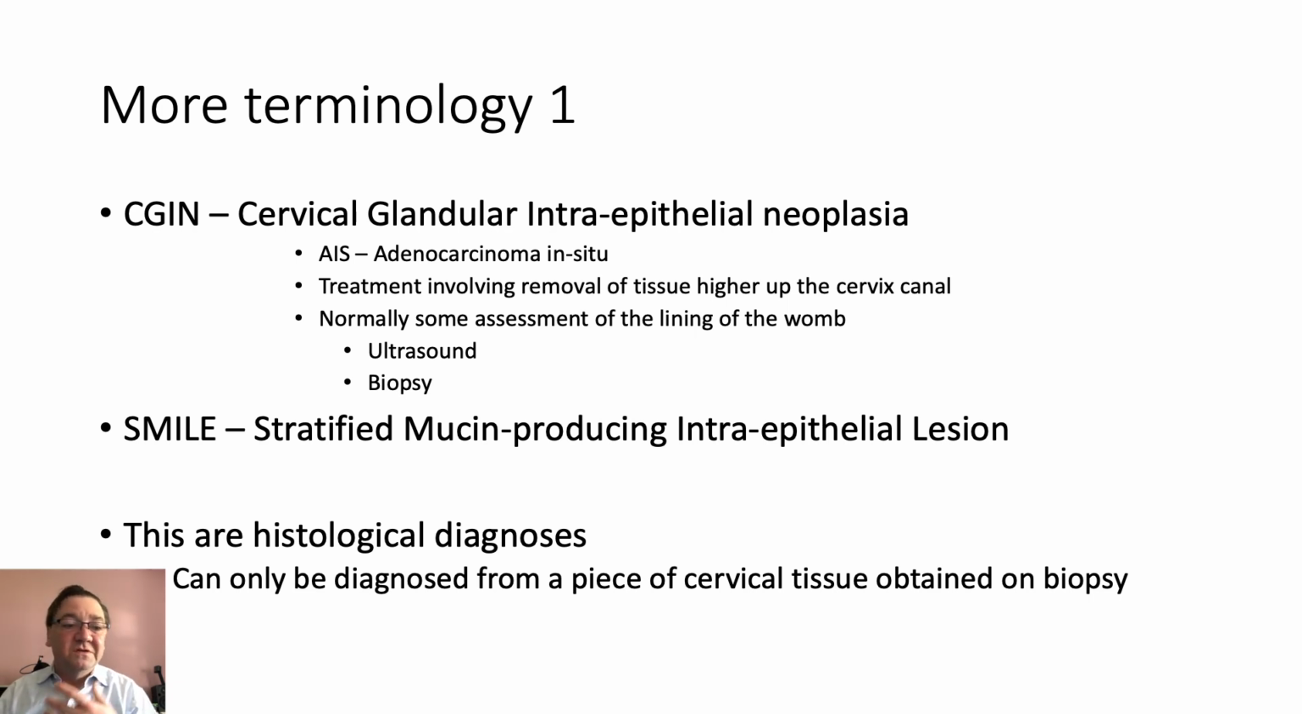American terminology is often different to the UK terminology. In America, they use a term ASCUS, atypical squamous cells of uncertain significance. That's the equivalent of our borderline nuclear change in squamous cells. And you can also have glandular abnormalities or borderline cells, so you can have borderline nuclear change in a glandular abnormality, and that should be treated in a similar way to CGIN. A smear can be inadequate and might need repeating.